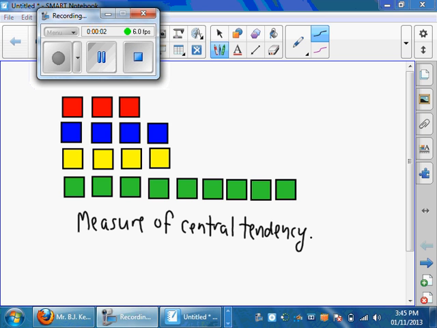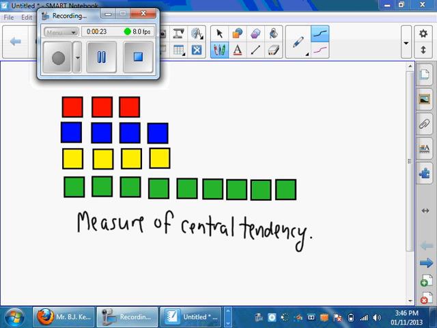Today we're going to look at the concept of measurement of central tendency. Basically, what measure of central tendency means is just different ways that we can look at a group of data. And so what we're going to do is look at a very simple one here, a group of data that was actually in your book.